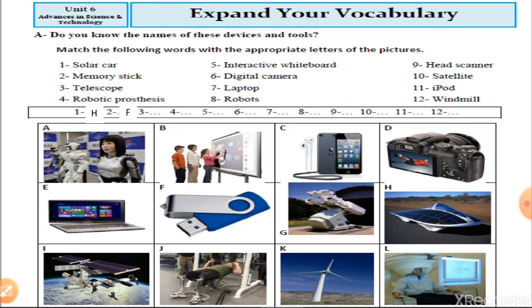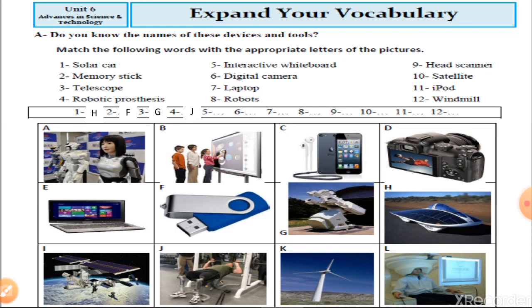You can use a memory stick to store your documents, your videos, and your personal data. 3, telescope. Yes, it's picture G. We use a telescope to discover the space, to make things nearer when you see them. Yes. 4, robotic prostheses. It's a new technology that helps people, handicapped people, people with disabilities to continue their life easily.